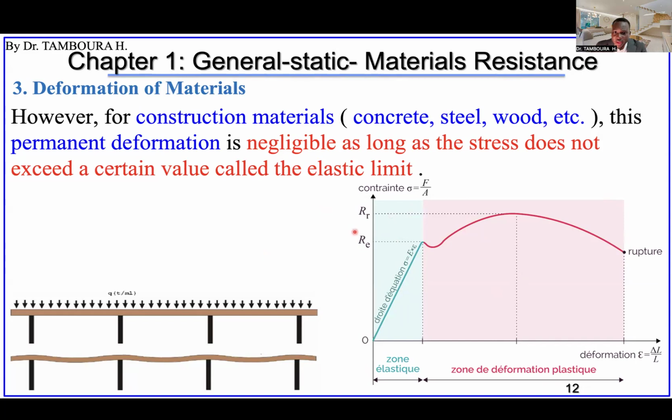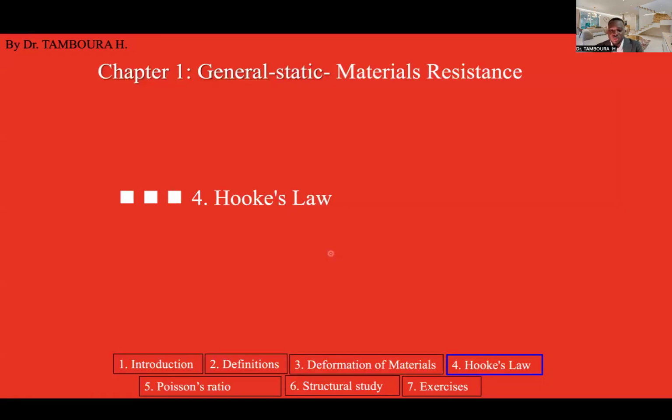The limit value here, the maximum constraint and the maximum deformation supported for each material for this limit zone, elastic zone, is different for concrete, for wood, for steel. You have to know this curve or at least the maximum for each material. Okay? I hope this is simple.